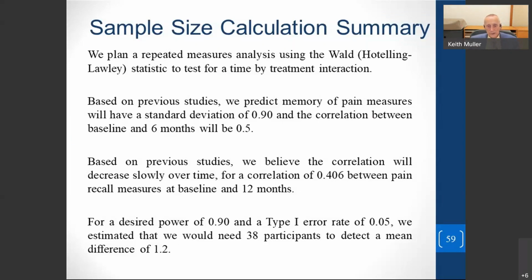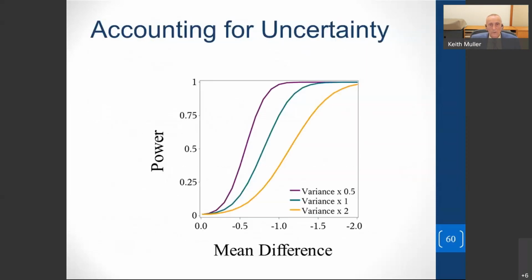Here's a summary of the sample size calculation that we've done. We planned a repeated measures analysis using the Wald statistic because we're going to do a mixed model analysis, and we tested time by treatment. We had a standard deviation of 0.9 for memory of pain scores and a correlation of 0.5 roughly. We knew that the correlation at 12 months we thought would be 0.4. And we think we need around 38 participants to detect a mean difference of 1.2.